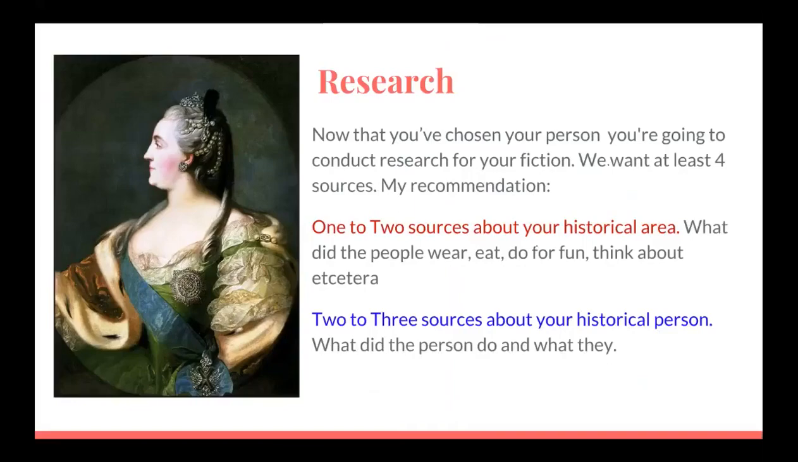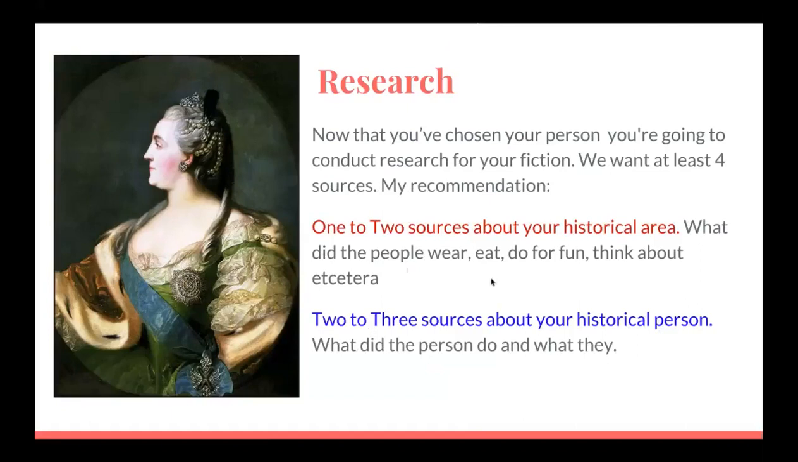All right. So once you found your person, you want to conduct research. Now we're going to look for about 4 sources for this. My recommendation would be to have 1 or 2 sources about your historical era. So not only what was going on, but what did people wear? What did they eat? What did they do for fun? How did they think? Because very often people in the past thought very, very differently than we do today.